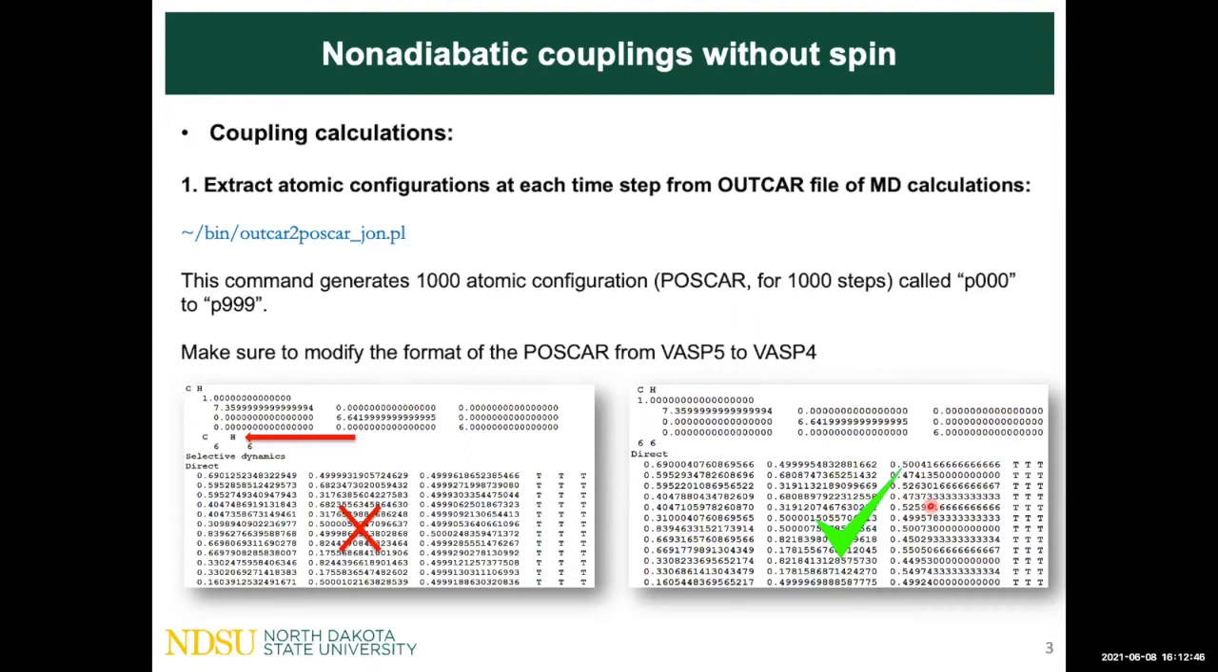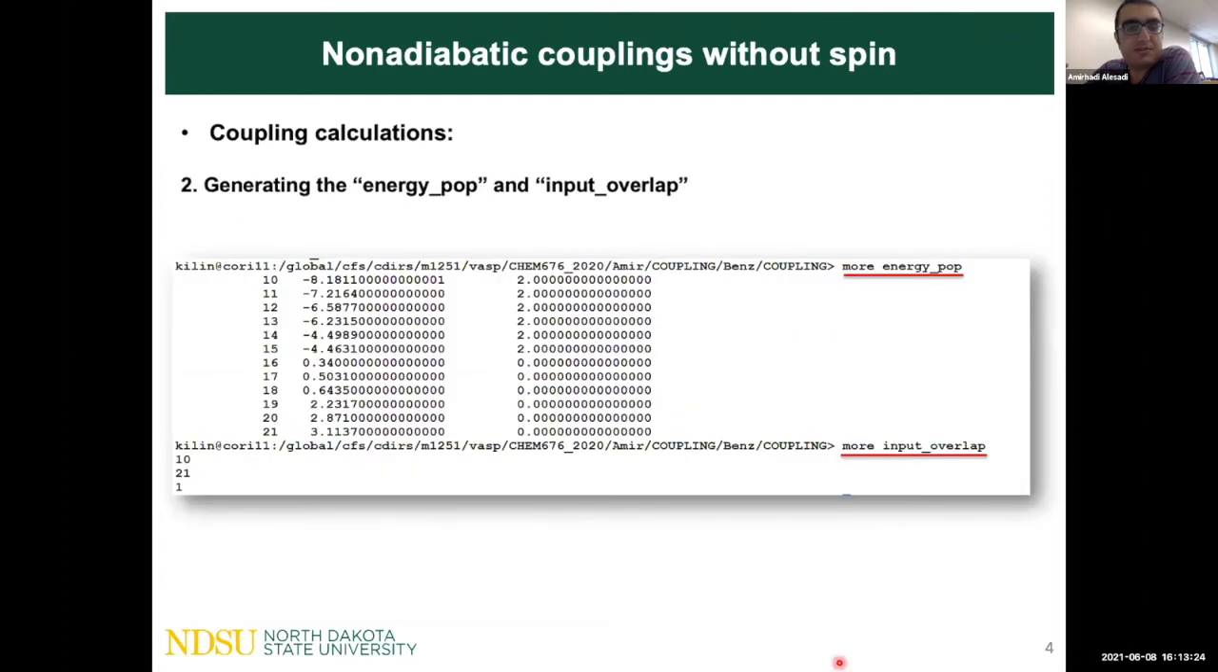So your calculation would generate 1,000 of these documents? Yes, for each time step, we have the updated coordinates. This Perl file will extract those coordinates and save them in 1000 separate files, P000 to P999, for 1000 time steps. So now we have the atomic configuration. The next step would be generating the energy pop and input overlap.